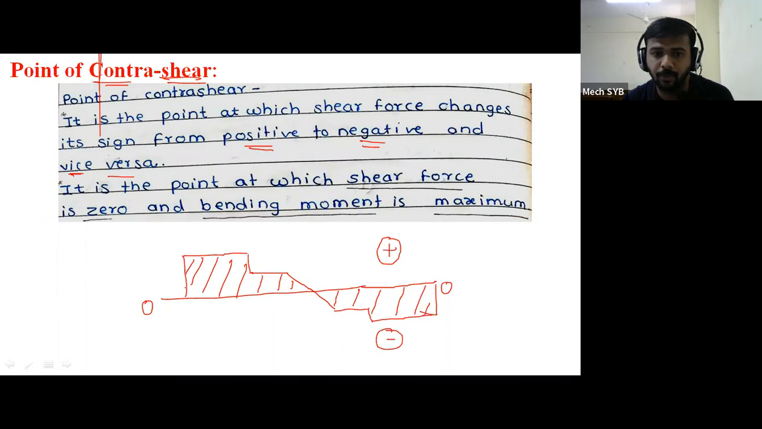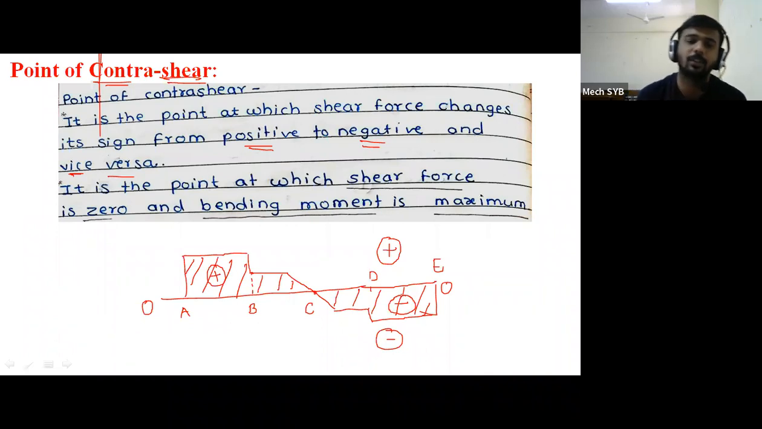Okay, so this is point A, this is point B, this is point C, this is point D, and this is point E. Some portion of the figure is present in the positive region and some portion of the figure is present in the negative region. Let us assume that this is one SFD, meaning shear force diagram.